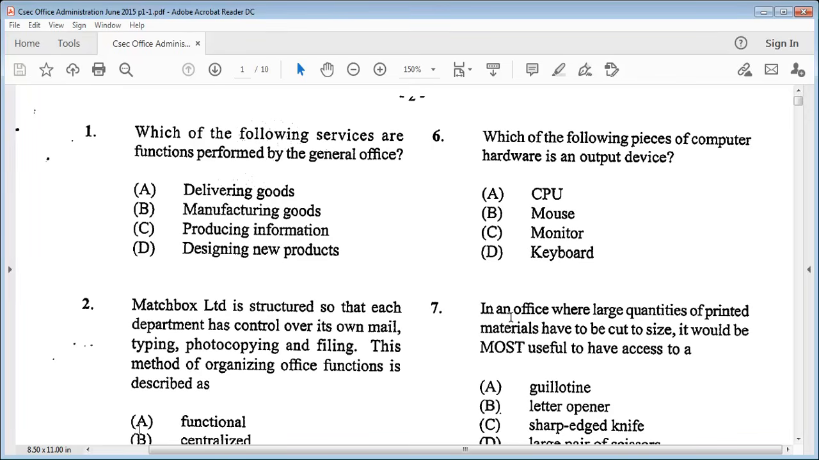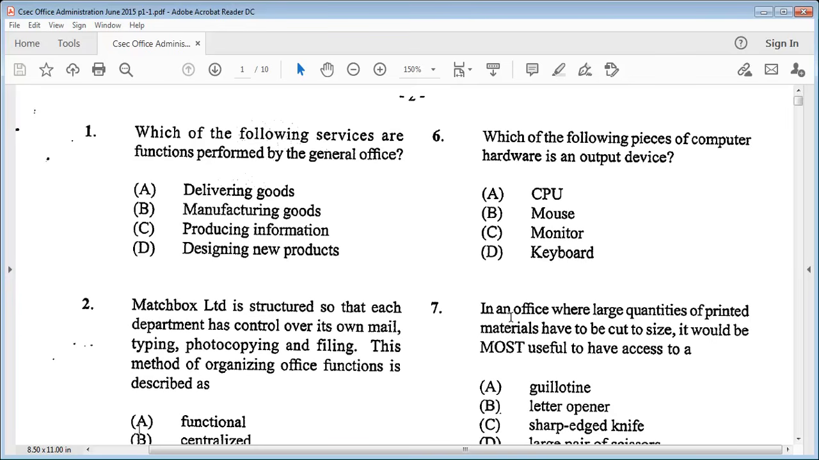Welcome to Think CSEC. Today we'll be doing the CSEC Office Administration June 2015 past paper 1 questions and answers. So let us get right in.